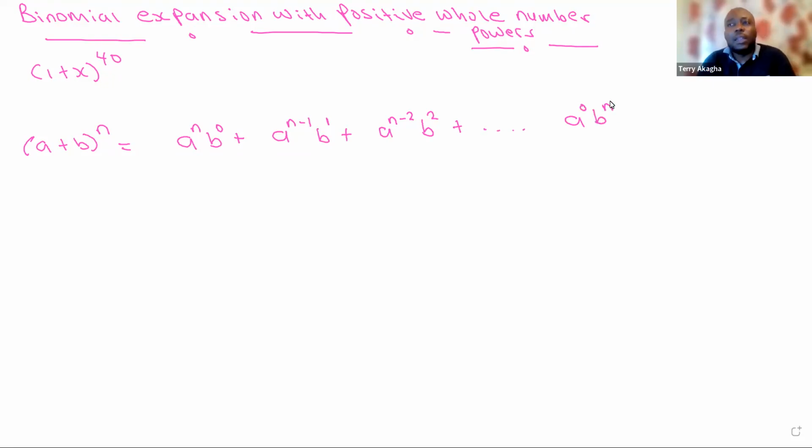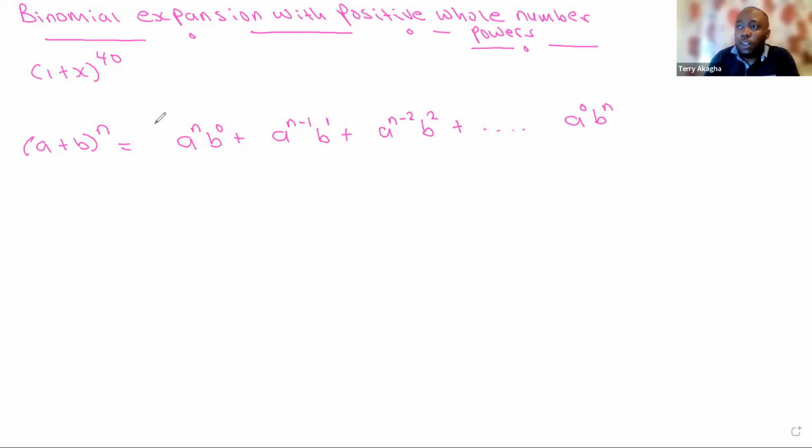Okay. Now, in the Pascal triangle, we used the triangle to get the coefficients for each of these. But in this case, to get the coefficients, we use what we call combination. I'm going to upload some videos on combination and permutation, so if you're not conversant with it, please go back and have a look. But the combination, you can use your calculator to calculate it as well.